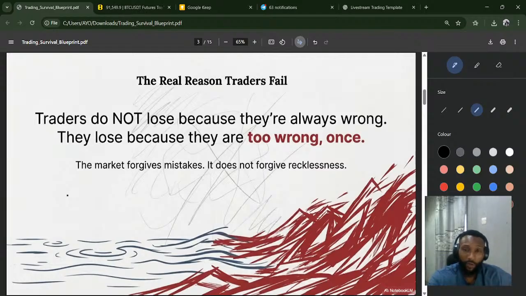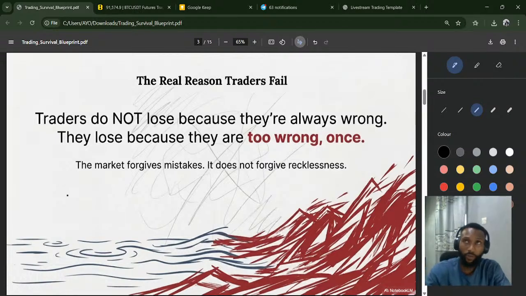Your job is to survive. It's not to make profits. I'll say that again. Your job as a trader is to survive, and it's not to make profits. Even though profits are the goal, if you think, I want to survive, how do I survive this market? That is when you make the profits. That is how it works.